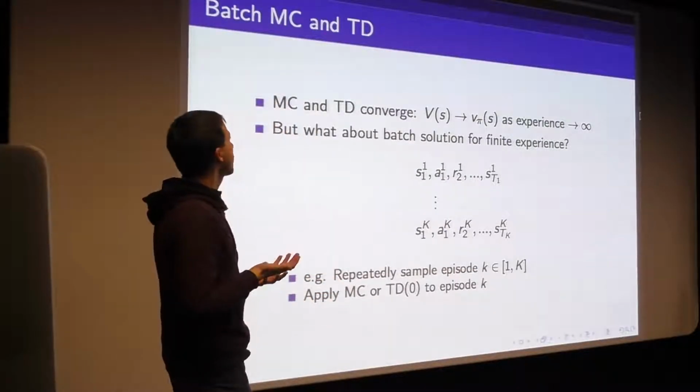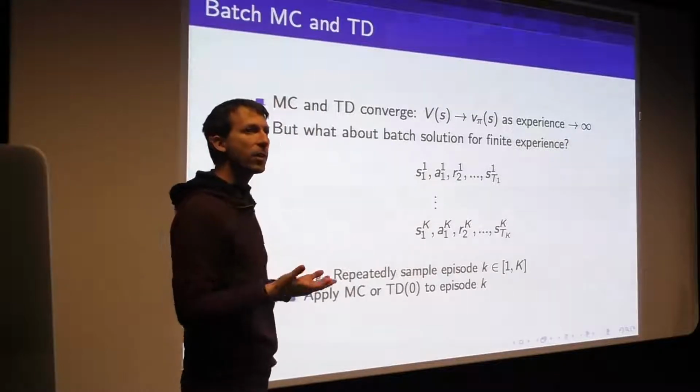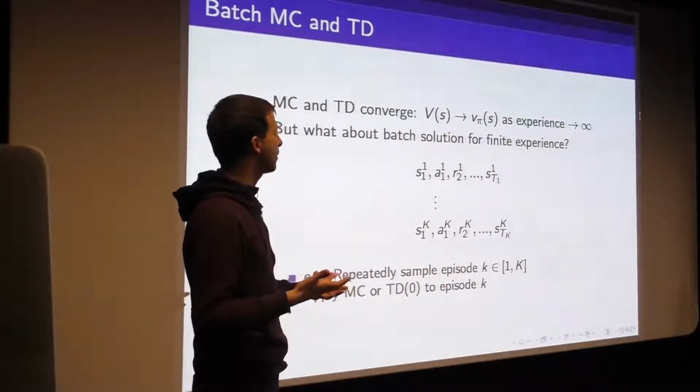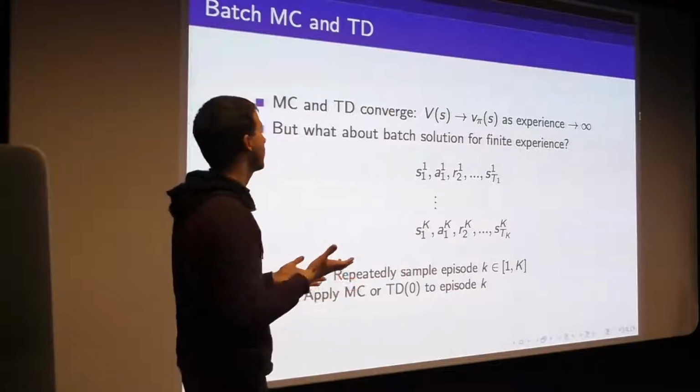Okay. So we've seen so far that these approaches converge, both for Monte Carlo and TD. We find the true value function as you add in an infinite amount of experience.